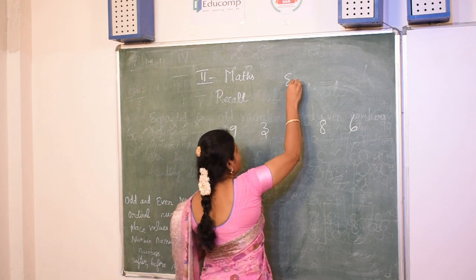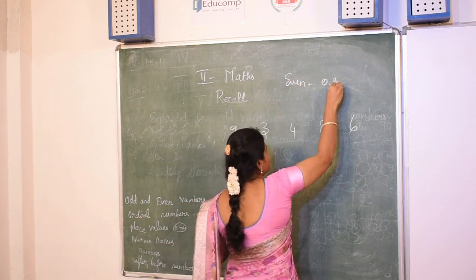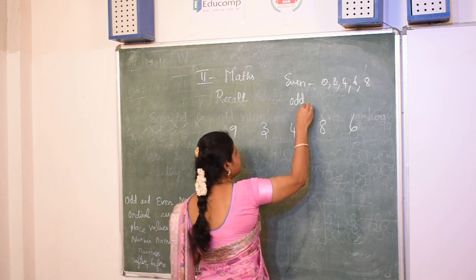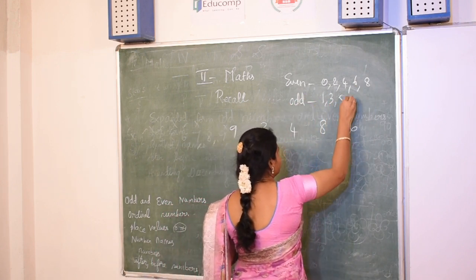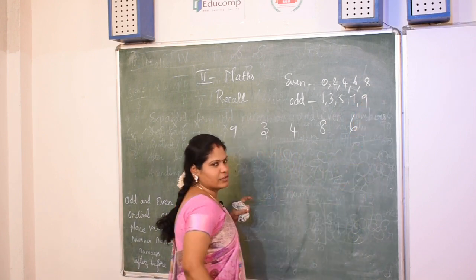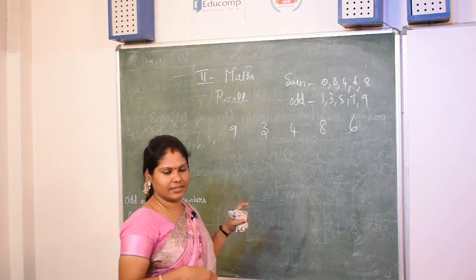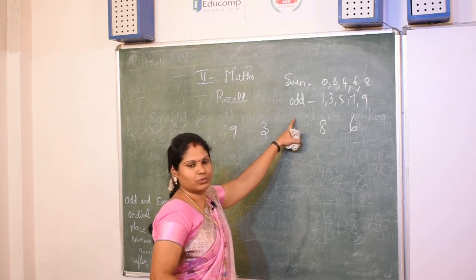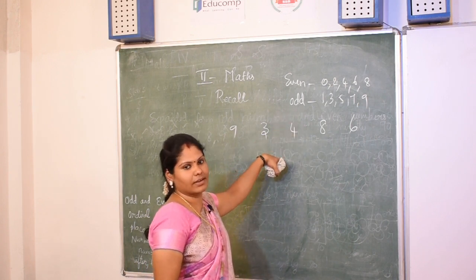So what are the even numbers? 0, 2, 4, 6, 8. And what are the odd numbers? 1, 3, 5, 7, 9. For some days, once you get ready with this, we can write the numbers at the top of the notebook. First learn it, then we can start doing the sums.